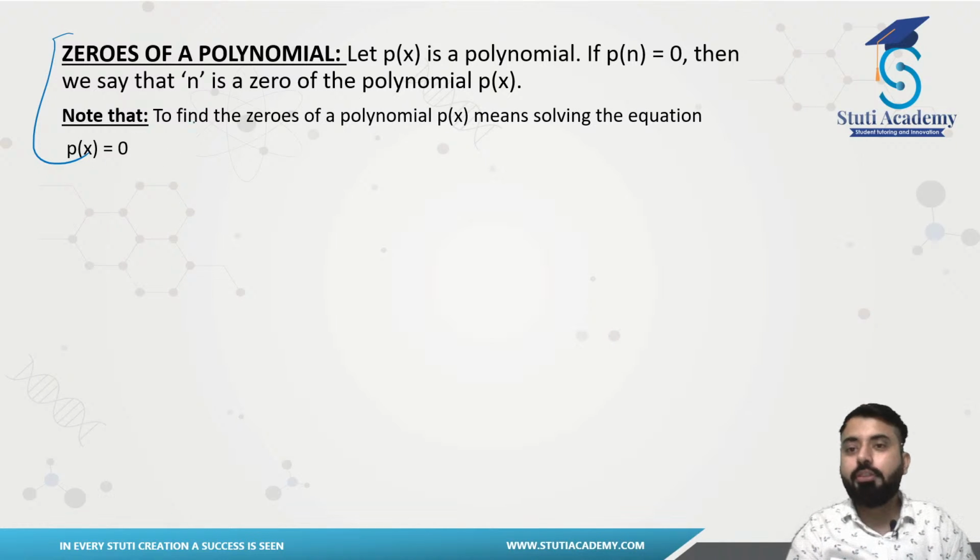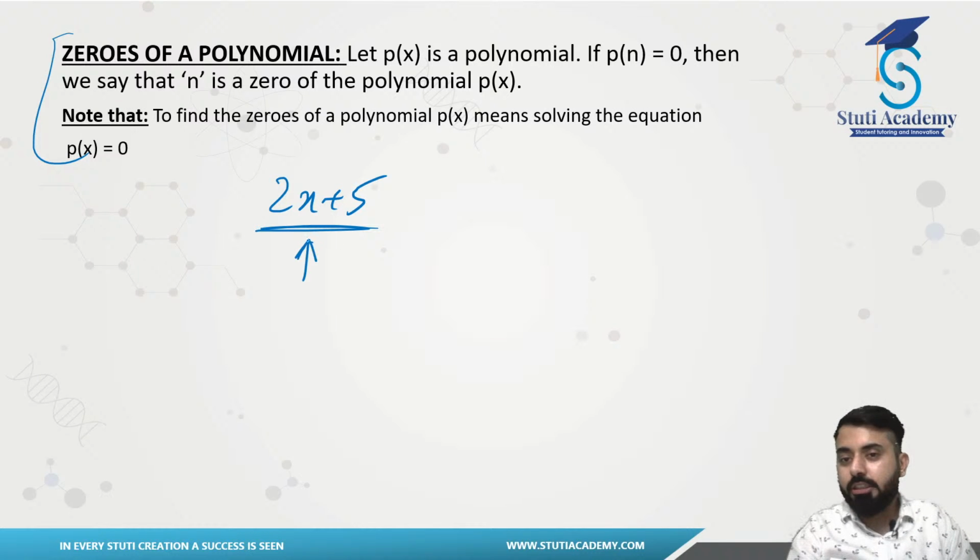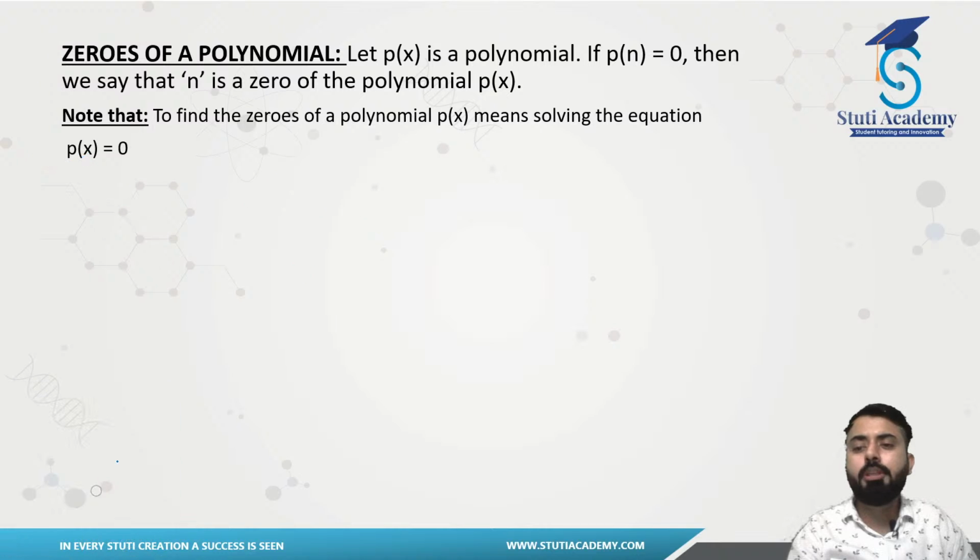See, zeros of a polynomial. What is actually a zero of a polynomial? Let's say you have a polynomial, 2x plus 5. Let's say this is your polynomial right here, your binomial term. If you want to find the zero of this polynomial, remember, you have to substitute x in such a way that after putting that value in this equation, your p of x, remember, polynomials are always denoted with p of x, that means polynomials in terms of x, let's say it is 2x plus 5.